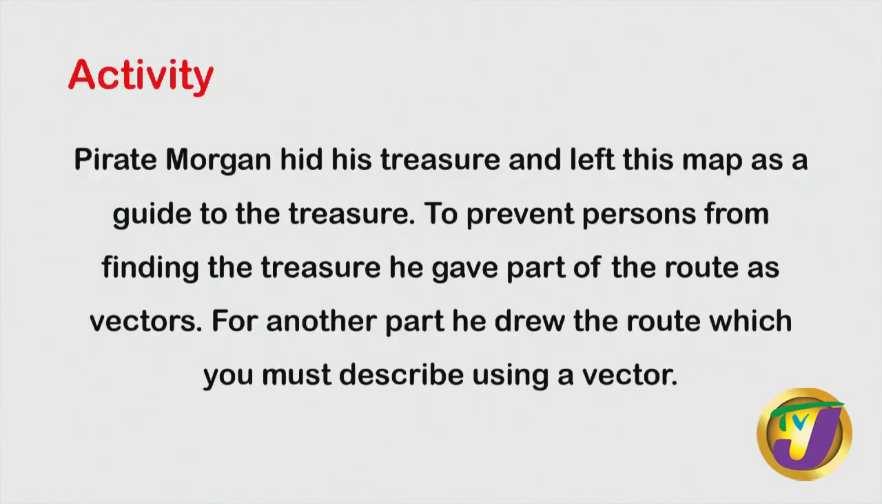Now here's an activity. Parrot Morgan hid his treasure and left this map as a guide to the treasure. To prevent persons from finding the treasure, he gave part of the route as vectors. For another part, he drew the route, which you must describe using a vector. So it seemed as if Parrot Morgan really didn't want anybody to find his treasure.